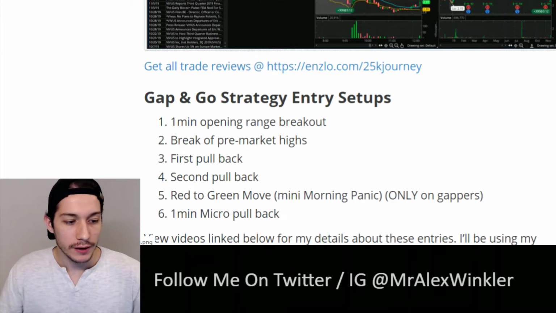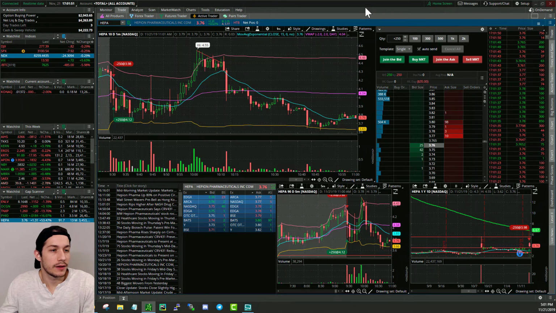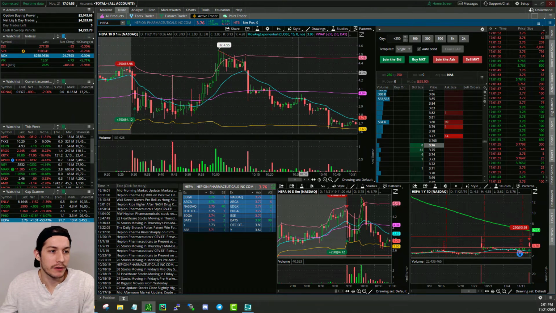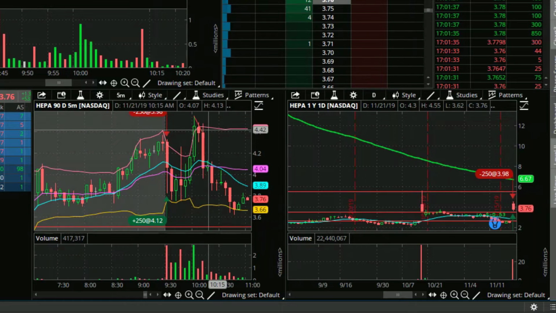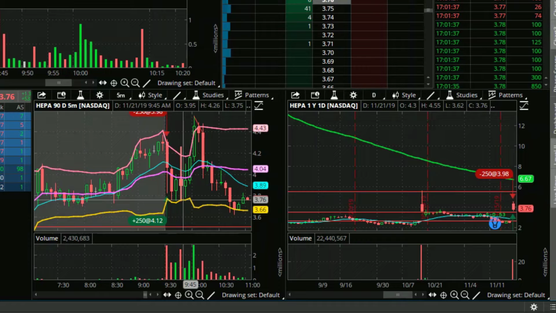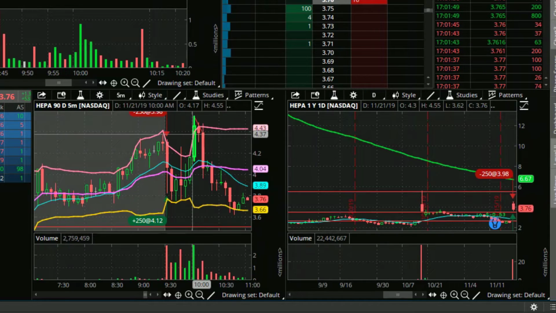So you know what? Let me just bring up the chart today because there's no way I can't talk about it. Okay, so I got the TD Ameritrade Thinkorswim platform open, and here is the red to green move. And you can really see this one quite well on the 5 minute chart down here. We had a nice little morning panic, then we formed somewhat of a base, and then we rallied past the pre-market high right here.